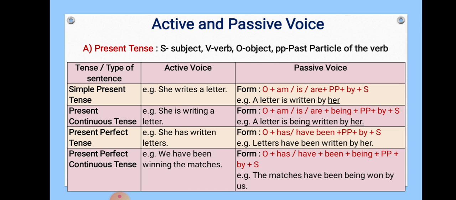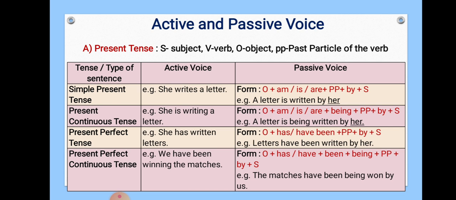Present tense. So in present tense or in any tense, the order of words or structure of sentences is subject plus verb plus object, and in passive voice there is the order object plus linking verb plus past participle of the verb and then the subject.